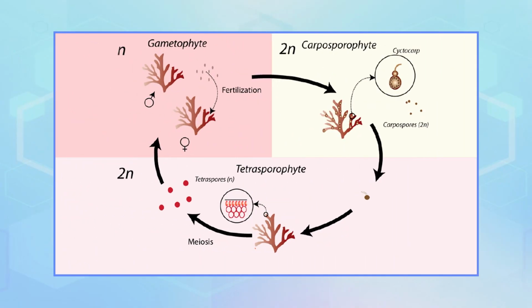Eighth, one of the striking features of most of the red algae is the presence of a pore-like opening, pit connections in the cell wall through which cytoplasmic connection is maintained from cell to cell. Ninth, the majority of the members exhibit a triphasic life cycle.